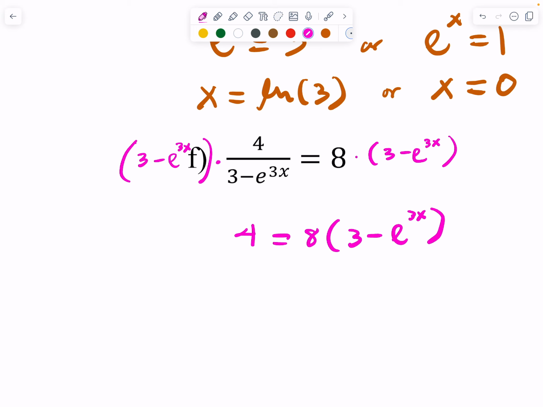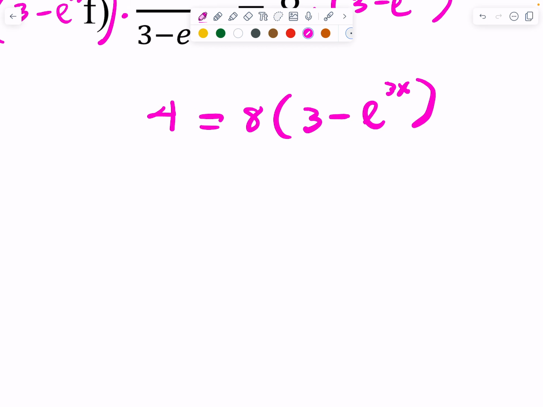That's fine. But just please don't only show multiplying by one side or not having the grouping symbols. I will dock for notation on that. From here, you also have options. You could technically distribute the 8 and then use the properties of equality to try and isolate the e to the 3x.